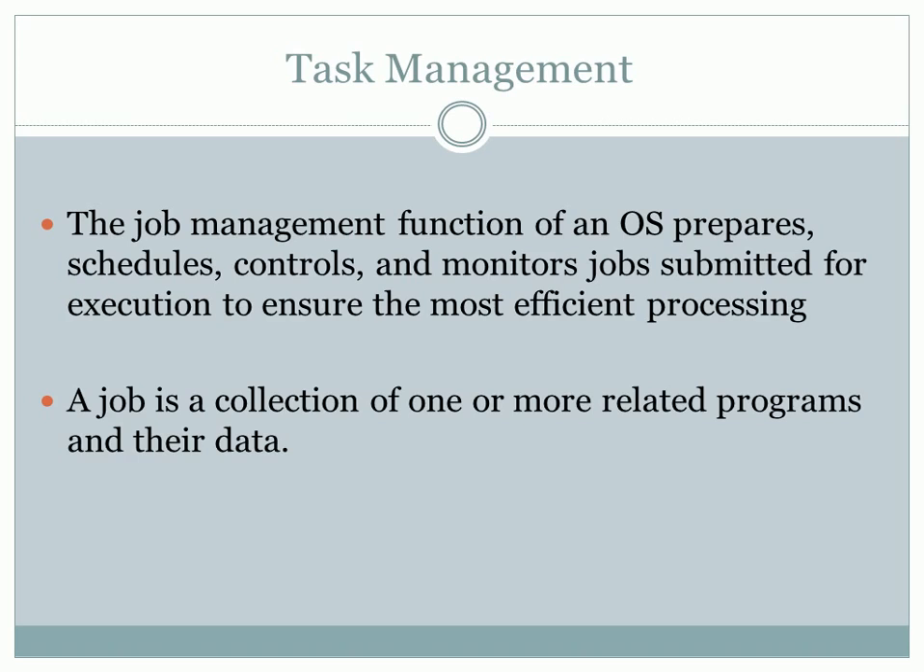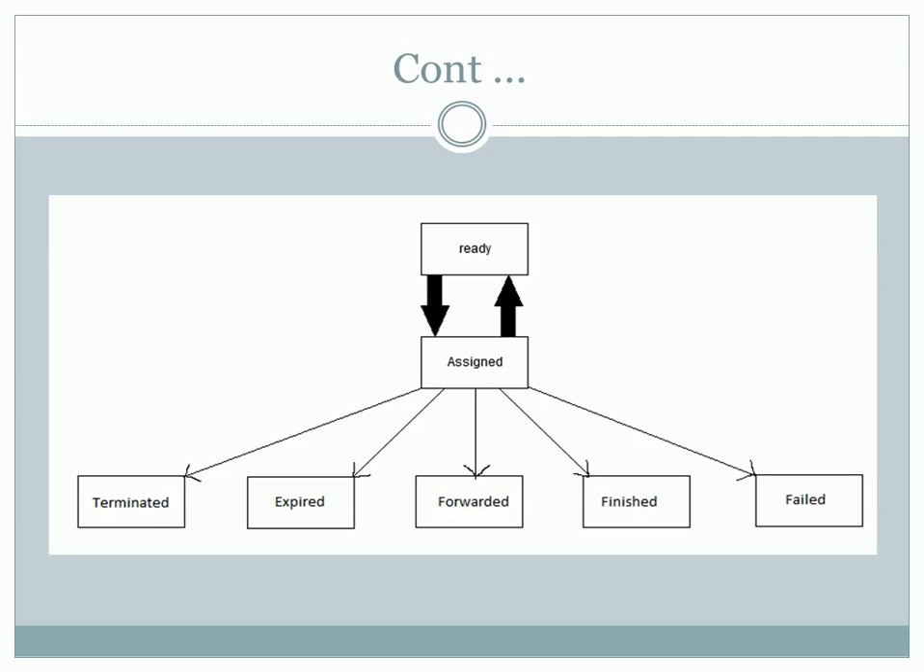The most popular way of executing a task is divide and conquer. The particular task is divided into small chunks of code, processes, and threads, and those are executed by the operating system. These are the multiple states that a task has to go through. First, a task is assigned to a particular processor, and then it gets ready and is assigned to the processor. It has different states during its execution: first is terminated, the second is expired, the third is forwarded, the fourth is finished, and the fifth is failed. These are the multiple stages a task has to go through during its execution.